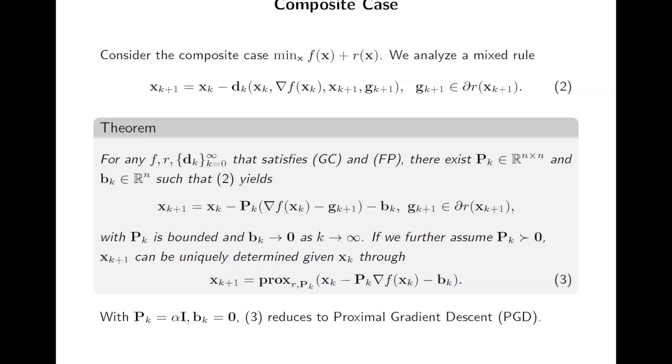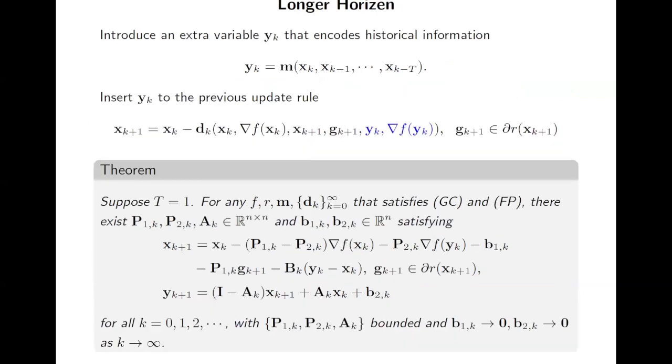We also get some analysis on a mixed case, where there is a smooth, differentiable term plus a non-smooth term. We analyze a mixed update rule and get a similar result, which can be reduced to a generalized version of proximal gradient descent. It alternately does gradient descent on f and proximal on R.